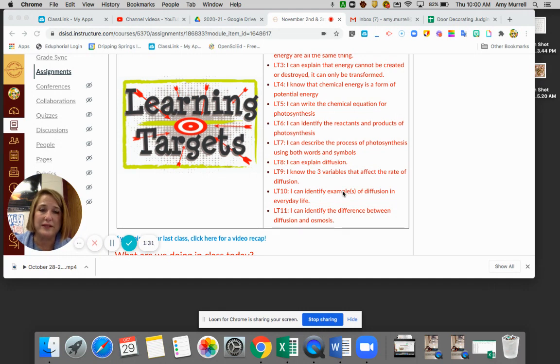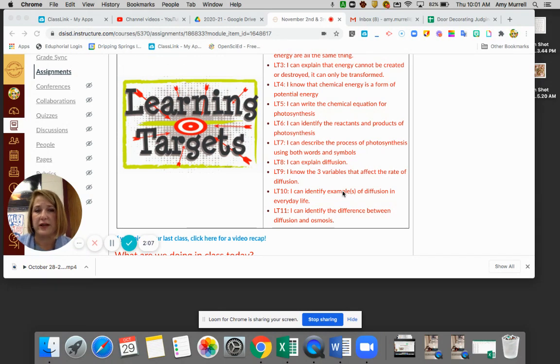You need to be able to identify examples of diffusion in everyday life. So we talked specifically about the exchange of gases in your lungs and in your cells. Oxygen diffuses from your lungs out into your bloodstream to be carried to your cells, where it diffuses into the cells. At the same time, carbon dioxide diffuses out of the cells into your bloodstream and is carried all the way back to your lungs, where it diffuses from the bloodstream into your lungs, where you can exhale it.